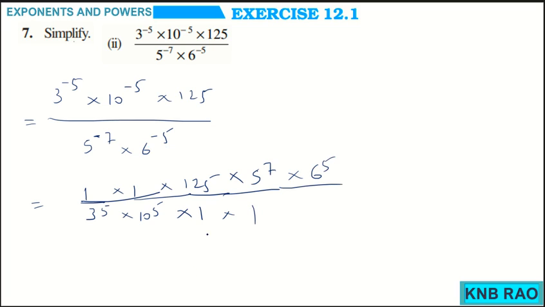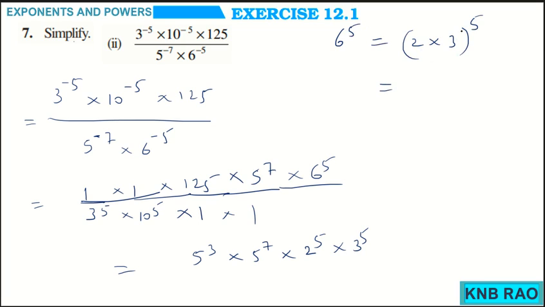Now we have 125 written as 5 cube into 5 power 7 into 6 power 5, which can be written as 2 power 5 into 3 power 5. How have I written 6 power 5? It is 2 into 3 whole power 5, and using the (a into b) whole power m formula, it becomes 2 power 5 into 3 power 5, upon 3 power 5 into 10 power 5, and I can write that as 2 power 5 into 5 power 5.